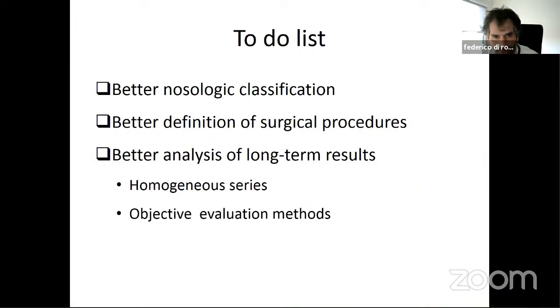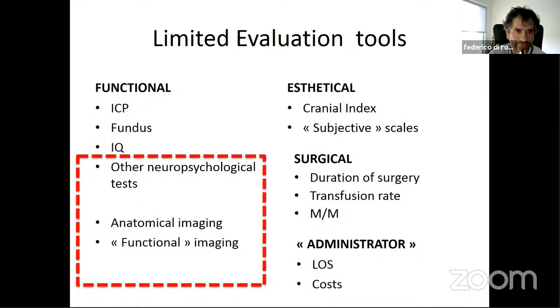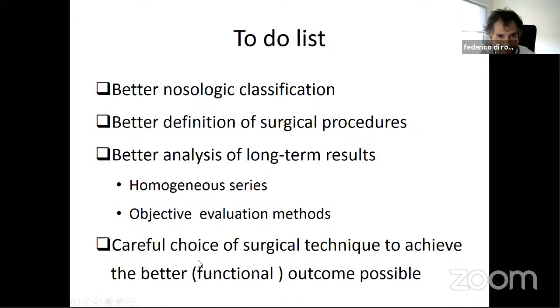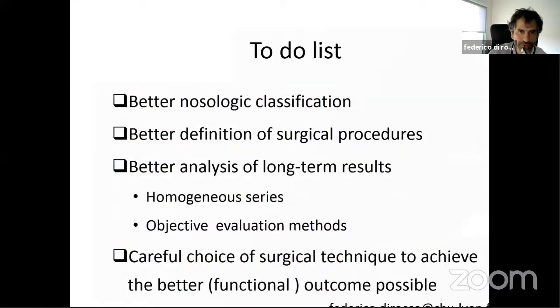And of course, we need objective evaluation methods. I've shown you that just saying, oh, it looks good to me or to my colleague, is not scientific enough to evaluate the results of our techniques. We want to know what is going on, not only from an aesthetic point of view, but from neuropsychological functioning, and probably in the future also considering other types of imaging, anatomical and functional, which will be useful. And of course, at the end, once we have achieved all that, we will be able to choose the better surgical technique in all the panel that is actually available to achieve the best functional outcome possible for our patient.